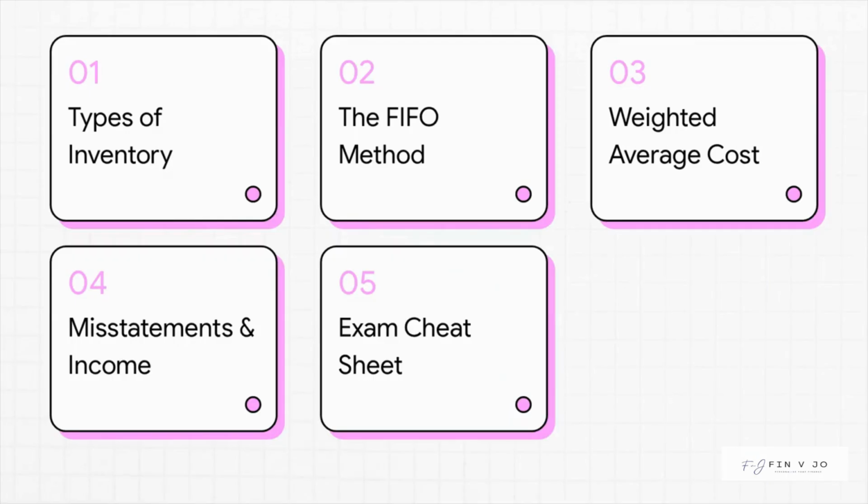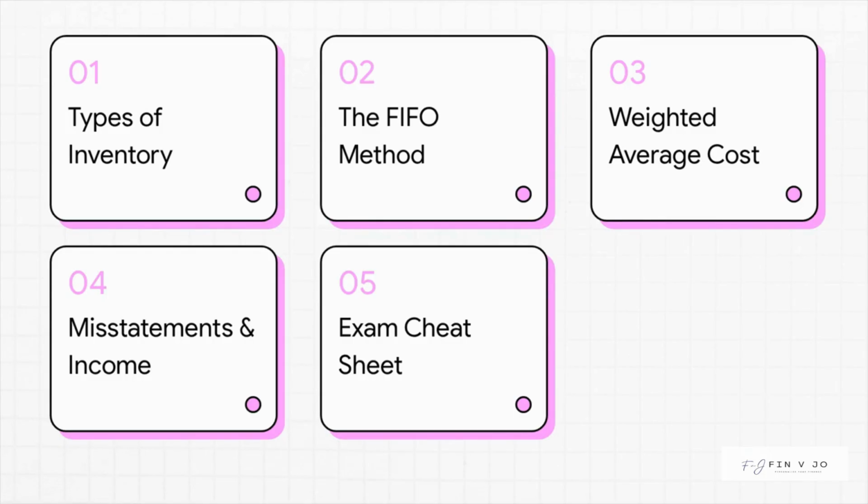All right, let's run through our agenda, which is basically your study syllabus for today. First, the 3 types of inventory. Second, mastering the FIFO method. Third, weighted average cost explained. Fourth, misstatements and net income. And finally, your ultimate exam cheat sheet.